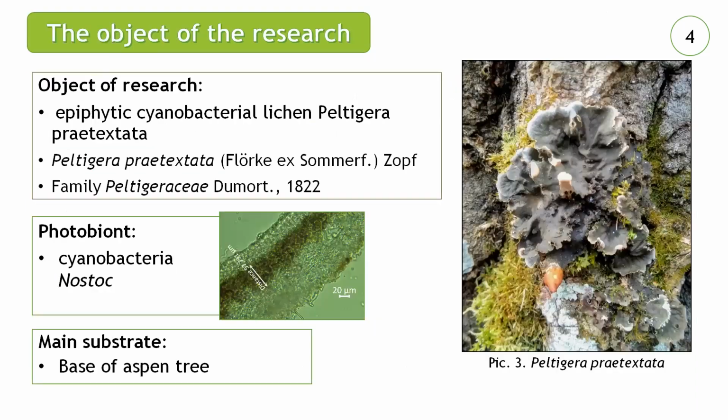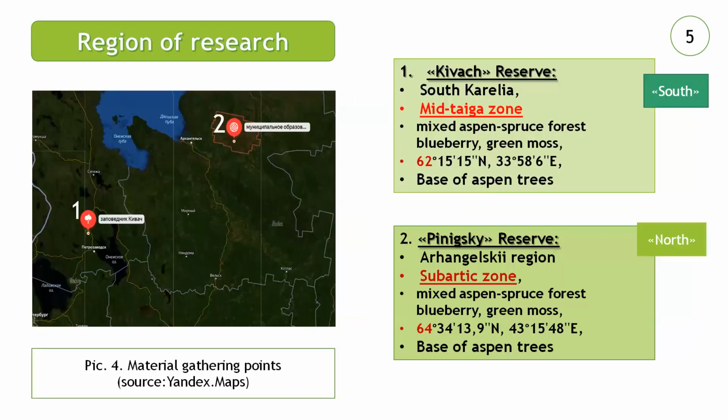The object of the study was the epiphytic cyanobacterial lichen, Peltigera. The photobiont is a genus of Nostoc cyanobacteria. This lichen most commonly inhabits moss at the base of aspen trees. It is on this species that we will focus our study of antioxidant systems.